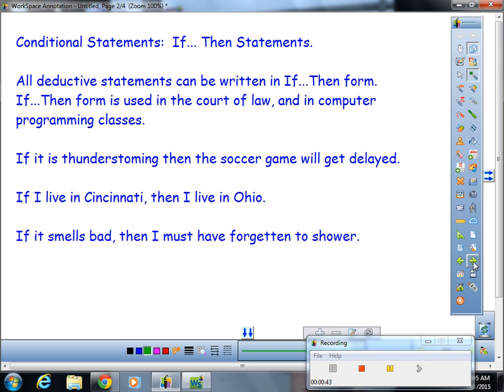Okay? Here are some if-then statements. I want you to read them. One of them is false. If it is thunderstorming, then the soccer game will be delayed. If I live in Cincinnati, then I live in Ohio. If it smells bad, then I must have forgotten to shower. The third one is false. It is written in the wrong order. What would be true is, if I forgot to shower, then it must smell bad.